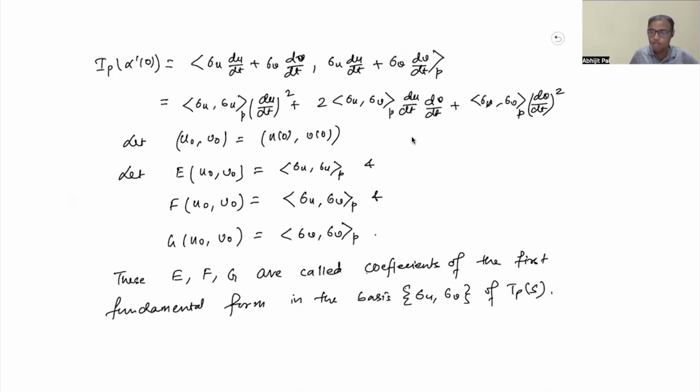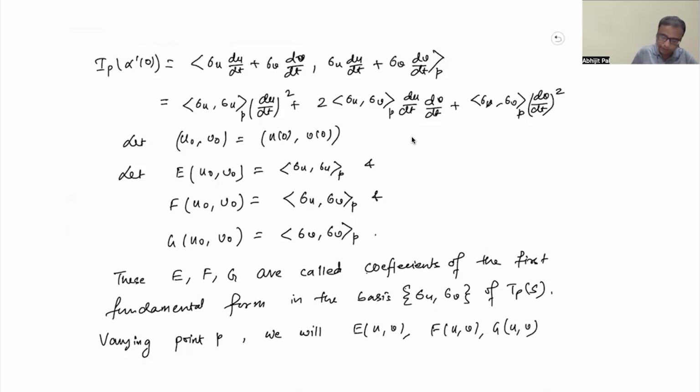Okay. Now if I vary the point P, we'll get E(u,v), F(u,v), and G(u,v), which are differentiable functions on U. Okay.